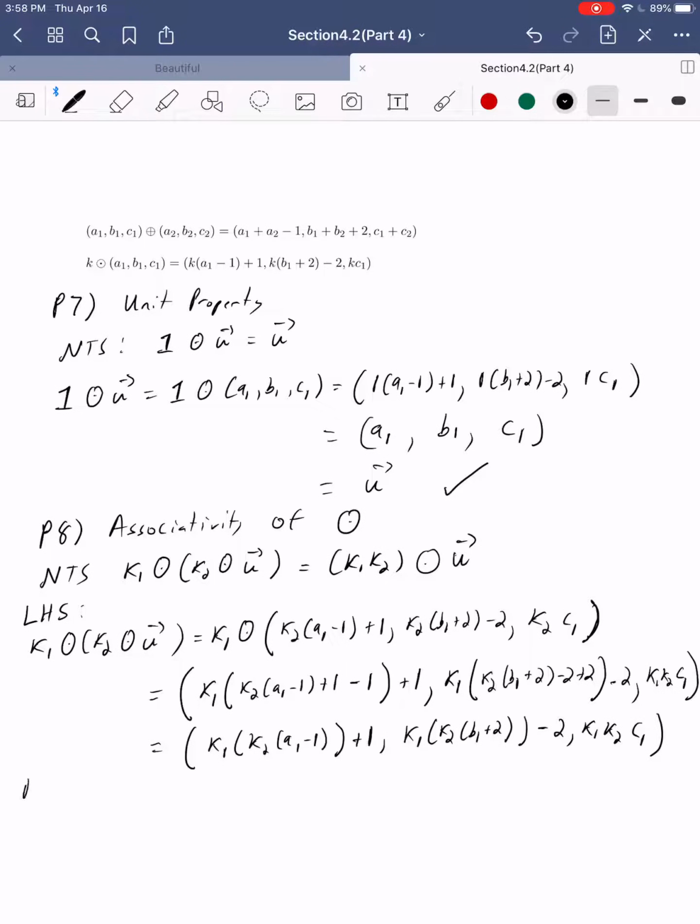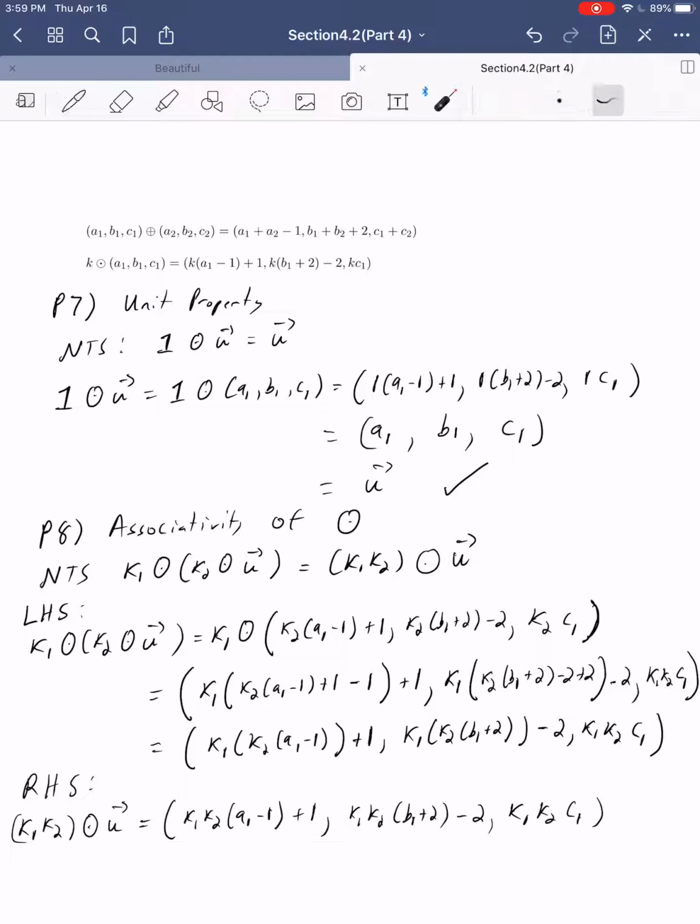Okay, let's go ahead and check out the right-hand side. So right-hand side, we're going to be working with this guy right here. So K1, K2, scalar multiplied with U. So that means just instead of having K here, here, and here, we're going to be using K1, K2. So that looks like it's going to be K1, K2, A1 minus 1 plus 1. Then K1, K2, B1 plus 2 minus 2. And K1, K2, C1. Are these things the same?